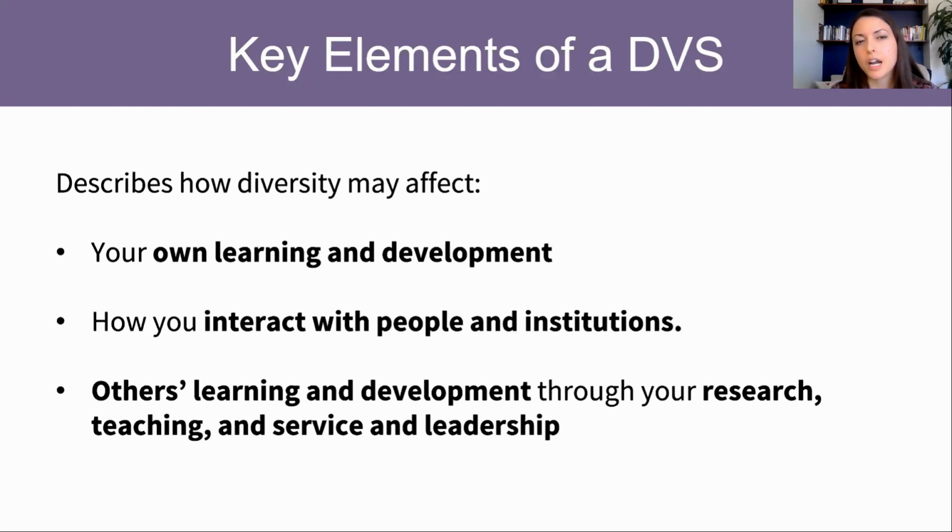The next piece you want to think about is how you interact with people and institutions. This is important, especially when you think about diversity and inclusion and ensuring that you have some understanding of how to support diversity, inclusion, and equity in your own interaction with individuals. And then you can also think about others' learning and development. Do you support diversity, inclusion, and equity when you teach, when you do your own research, when you do your own service or leadership? What are some concrete ways that you're supporting it within your own spaces? So those are the three core bucket areas that I recommend you include in one way or another in your diversity statement. But again, it really depends on your experiences and what you want to highlight for yourself.